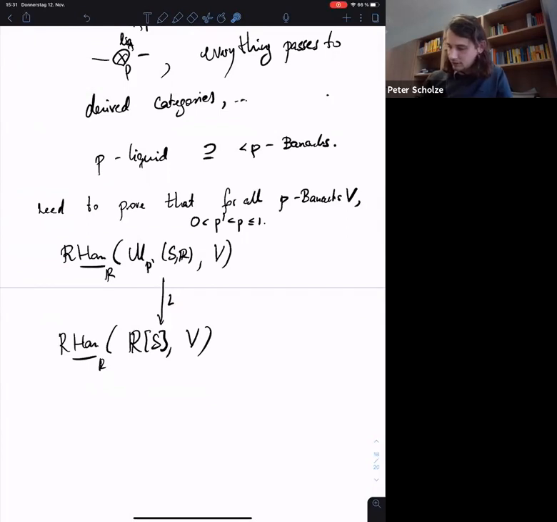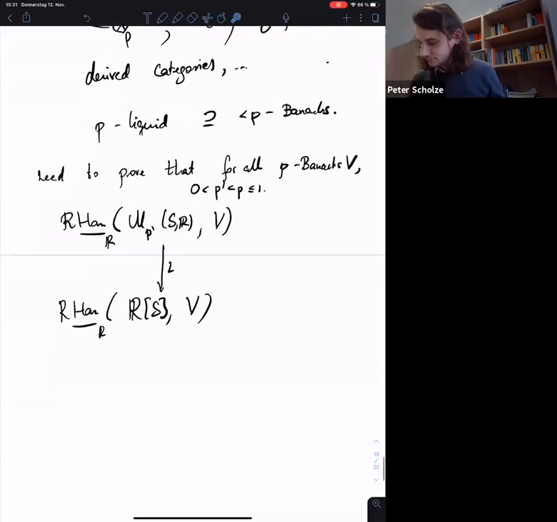Okay, so the key statement you actually need to prove, and it's not too hard to reduce to this statement here, is that whenever you have a p-Banach V, then the maps from R join S to V extend to the space of p prime measures, but internally and derived. And so we need to compute something like this. I mean, the right-hand side, that's clear what it is, right? That's basically just the S-valued points of V. So the right-hand side is easy. In particular, this is concentrated in degree zero, yeah?